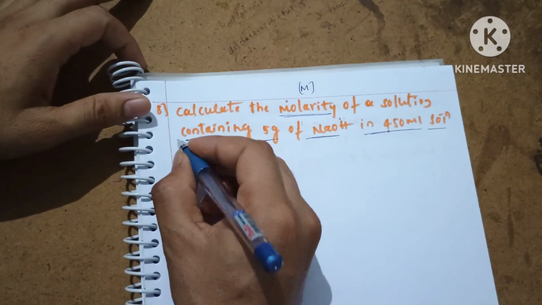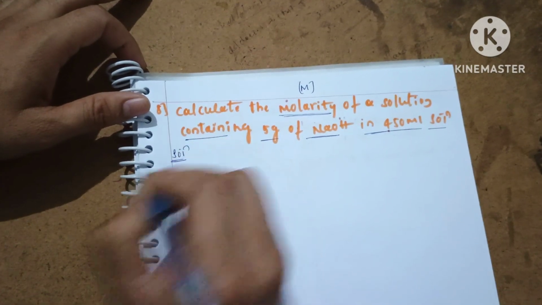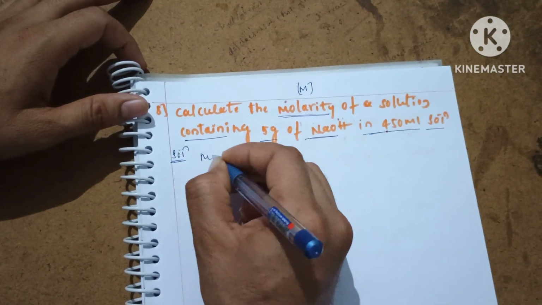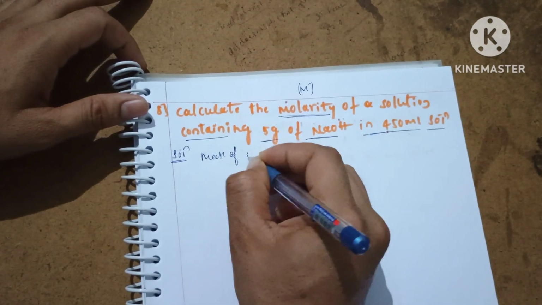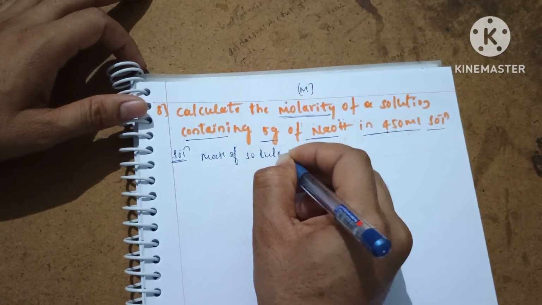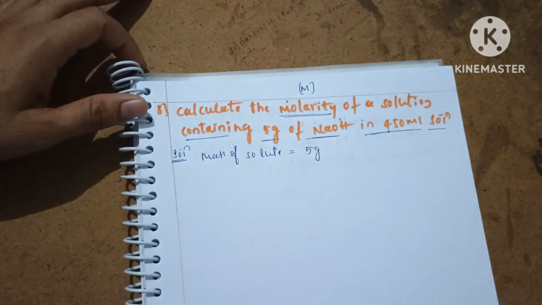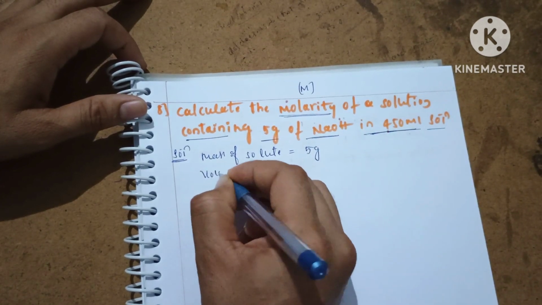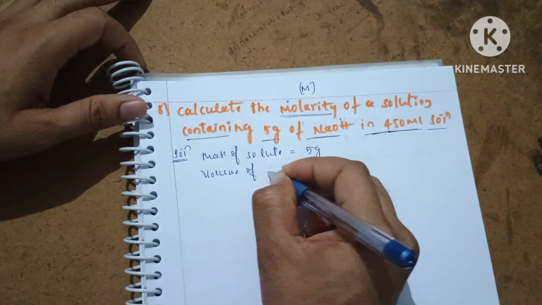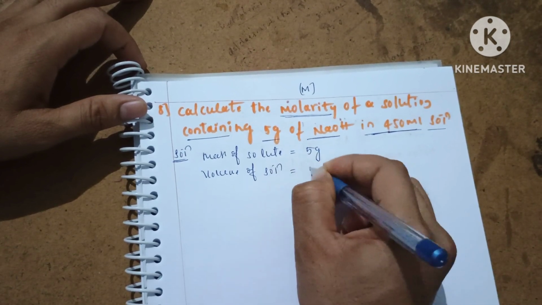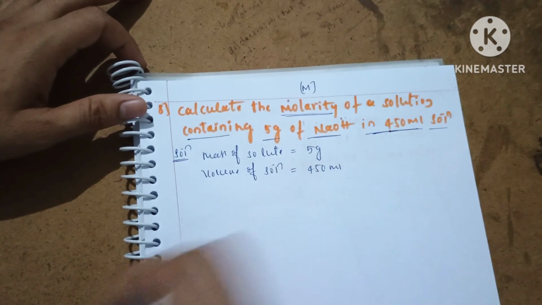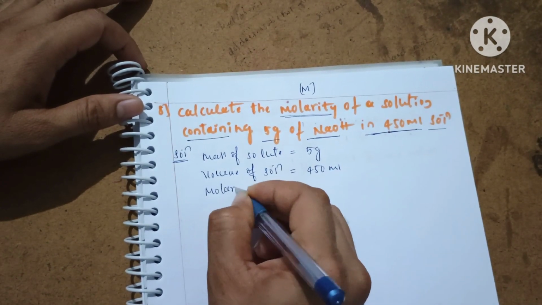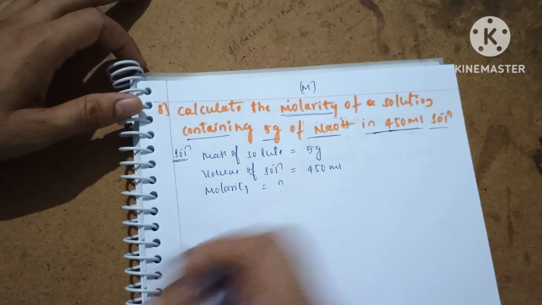Just see here. First I will write the given data. He has given the mass of solute, that is 5 gram of NaOH. Mass of solute is equal to 5 gram. And he has also given the volume of solution, which is equal to 450 ml. Now what he is asking is to calculate the molarity.